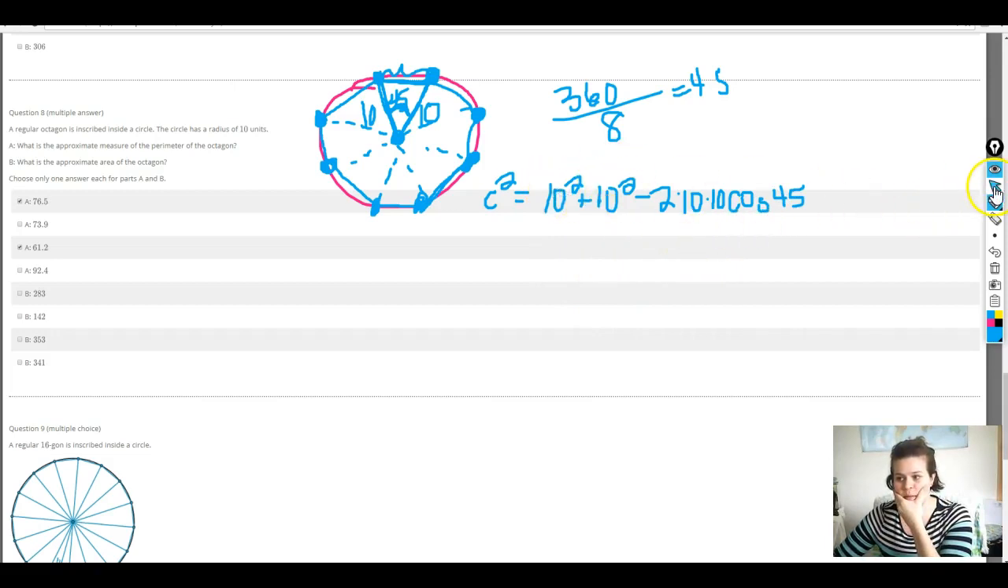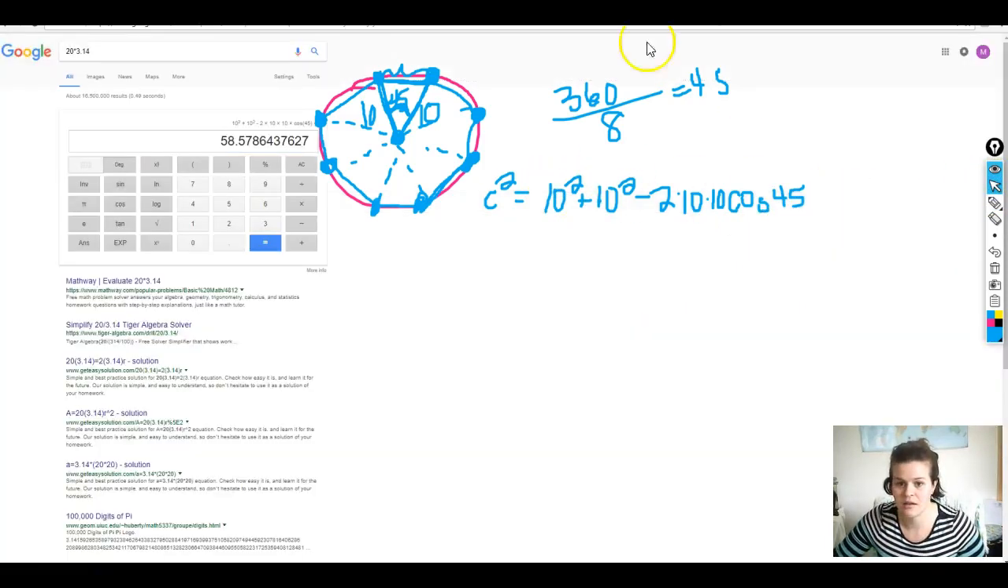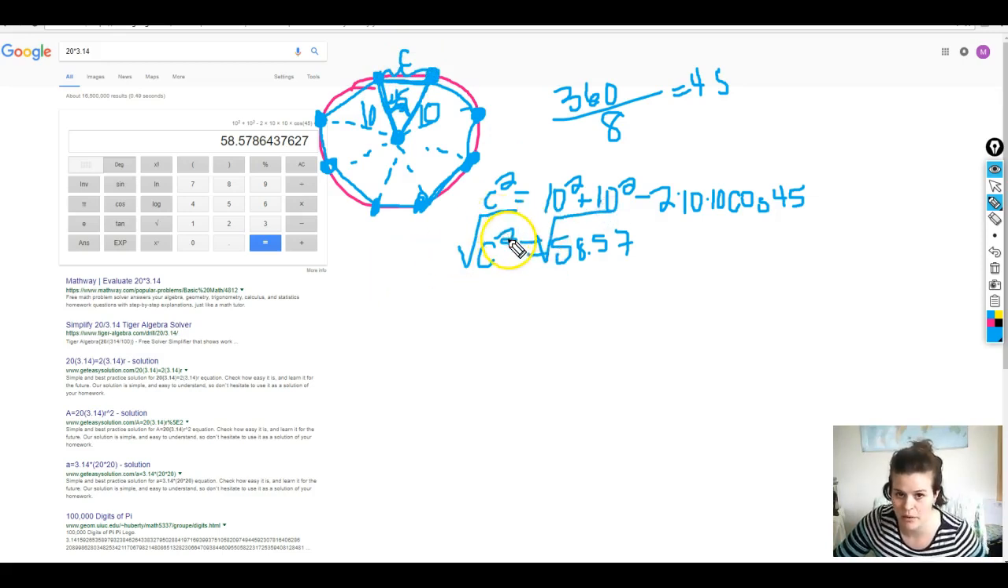And then I can type that into my calculator, which I already did, and I made sure it was in degrees. So we had 58.57, and that's equal to c squared. Now I just need to find c, my missing side length. So I'm going to square root it, since that's the inverse operation of a square. So the square root of c squared is equal to c.